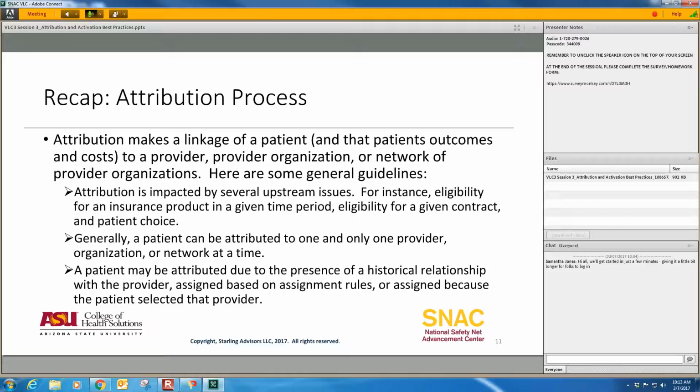And a patient may be attributed based on a different number of factors, and this last bullet here sort of introduces that ambiguity of why your perception of who your patients are may not match up with your payer's perception. So a patient may be attributed based on having seen you in the past, in which case you might be in agreement there. They may be attributed based on assignment rules like geography, and that can introduce some inaccuracy, or they may choose you, and that we would hope would line up, but I'm sure there's reasons that it might not.